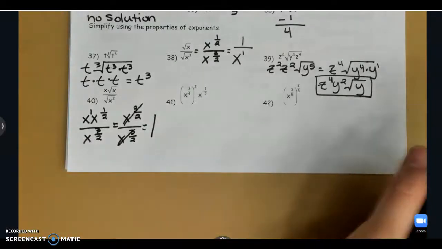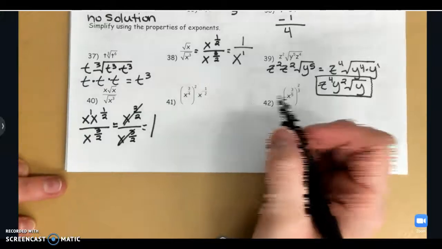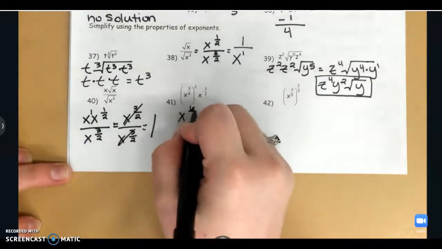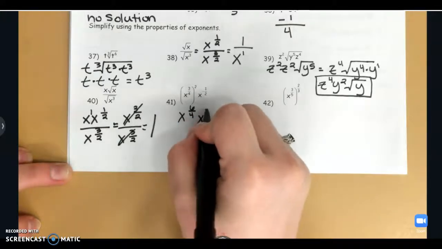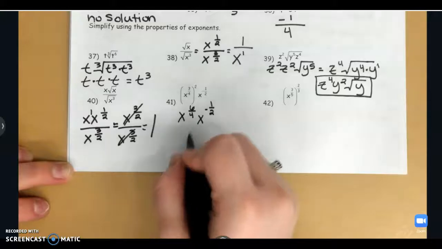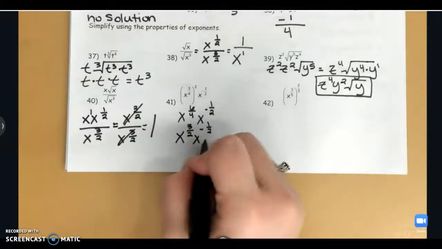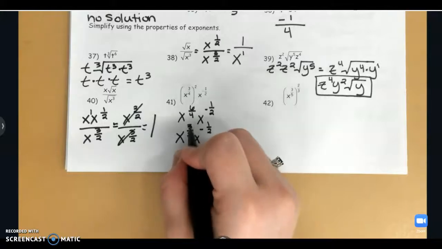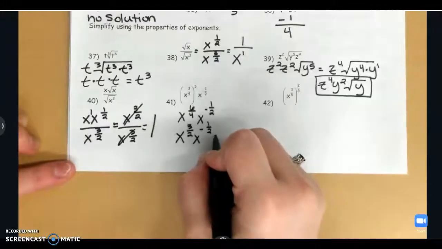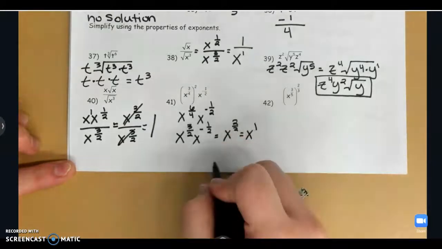answer. Okay. 41. Again, I need to rewrite these in exponent form. So I am going to distribute, I've got a power raised to a power, that's x to the 6/4 times x to the negative 1/2. 6/4 actually does reduce, that's a fraction, so you can write it in simplest form. That's going to be x to the 3/2, x to the negative 1/2. Multiplying like terms, I'm going to add their exponents. 3 over 2 minus 1/2 is going to be x to the 2 over 2, which is just x to the 1st power, or x.